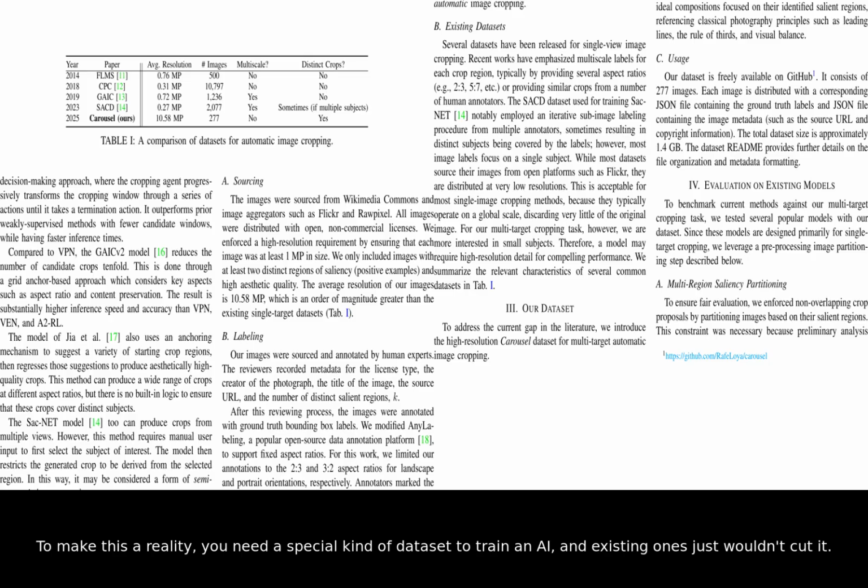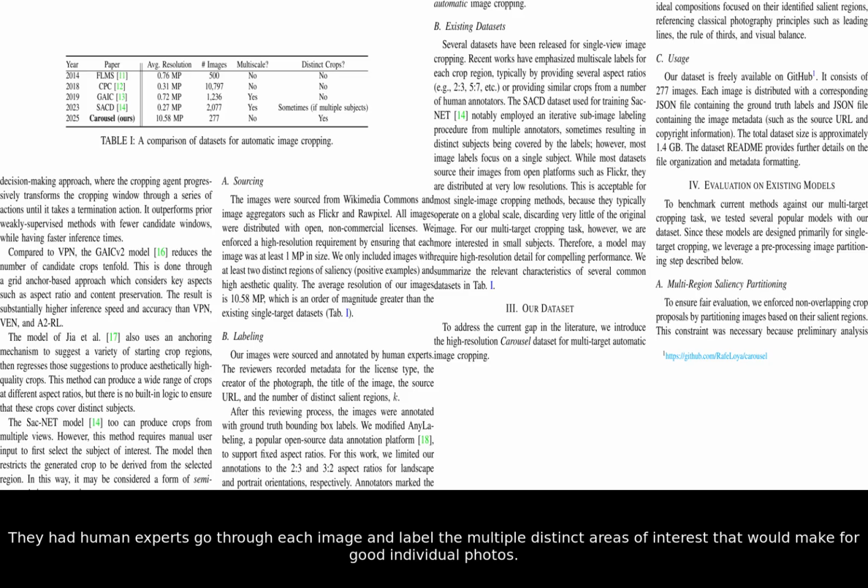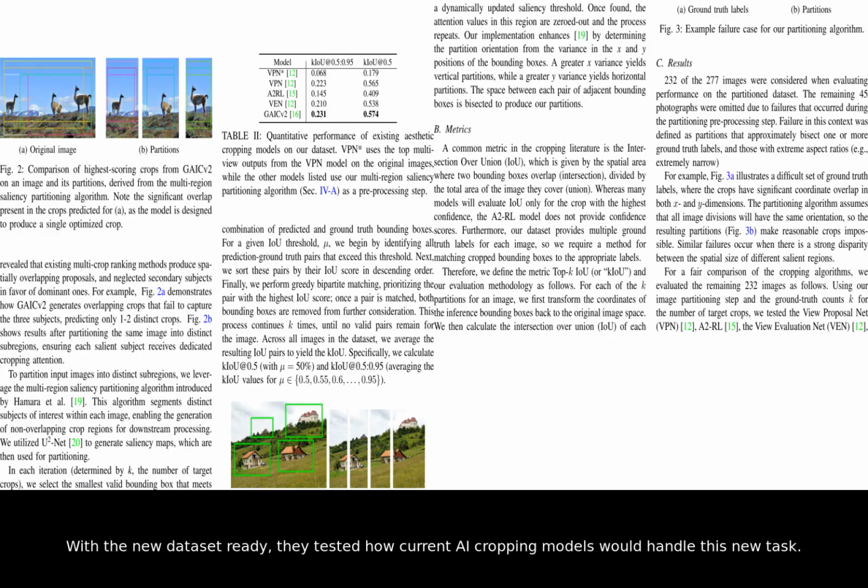To make this a reality, you need a special kind of dataset to train an AI, and existing ones just wouldn't cut it. As you can see in this table, older datasets for image cropping use very low-resolution images. So, the researchers created Carousel, a brand new dataset of 277 high-resolution images. They had human experts go through each image and label the multiple distinct areas of interest that would make for good individual photos.